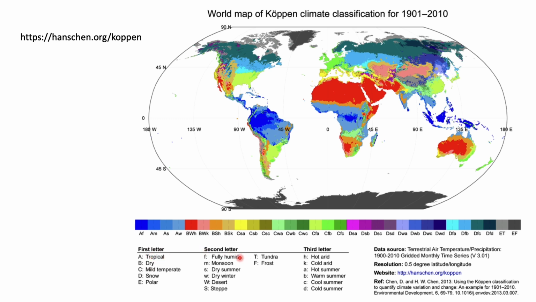Then we have the second letter, which talks about small f for fully humid, small m for monsoon, small s for dry summer, small w for dry winter, capital W for desert, capital S for steppe, capital T for tundra, capital F for frost. And we also have the third letters, which talk about hot or cold. Small h is hot arid, k is for cold arid, small a, b, c, d are basically hot summer, warm summer, cold summer and extremely cold summer. So these are all the third letters.